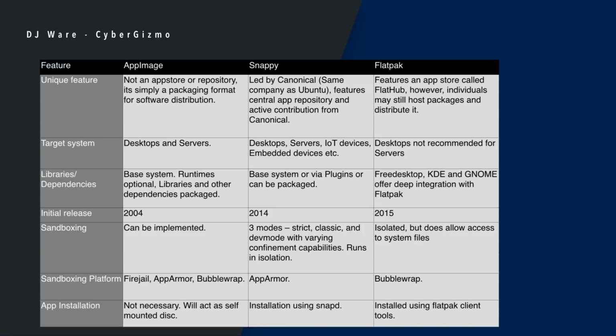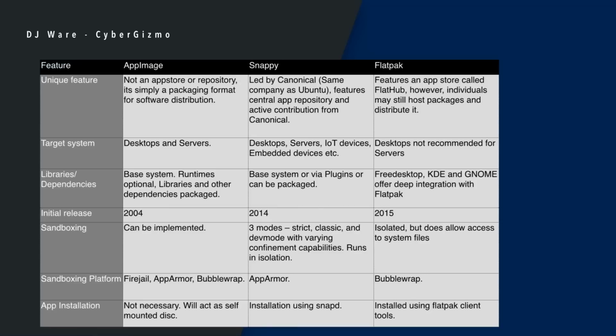So the initial release, the first time that AppImages were used was way back in 2004. Snappy, yeah, okay, so I was wrong, 2014. And then Flatpaks first appeared in 2015. They all deploy sandboxing of some kind or another.